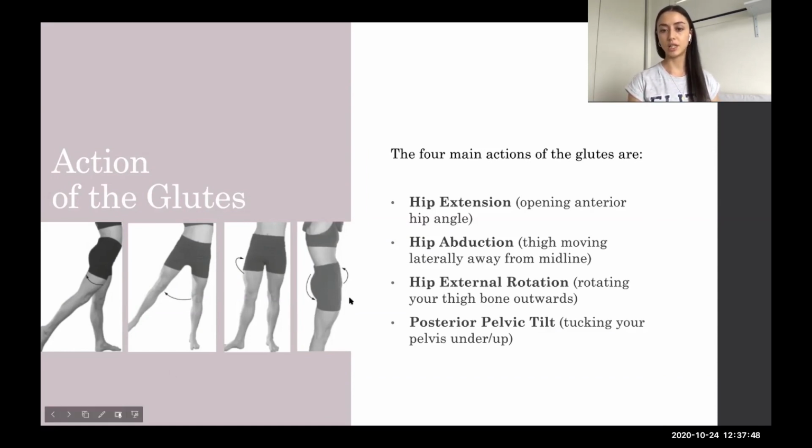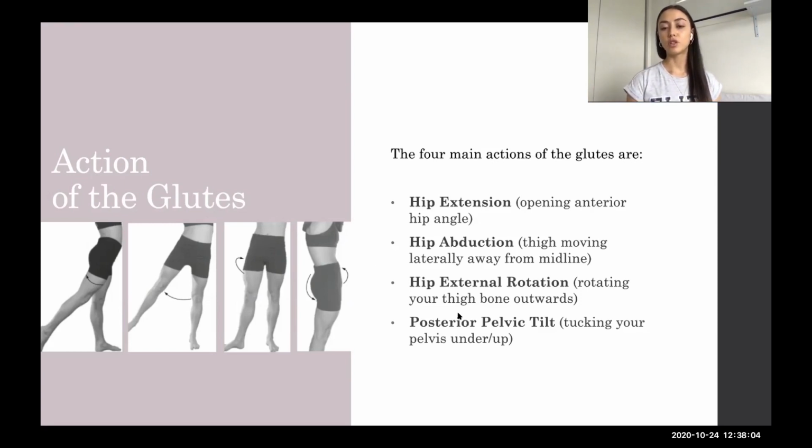And then hip abduction, so that's the thigh bone moving laterally away from you. And then hip external rotation, so that's the rotation of the femur in the socket outwards. So the other way would be hip internal rotation.